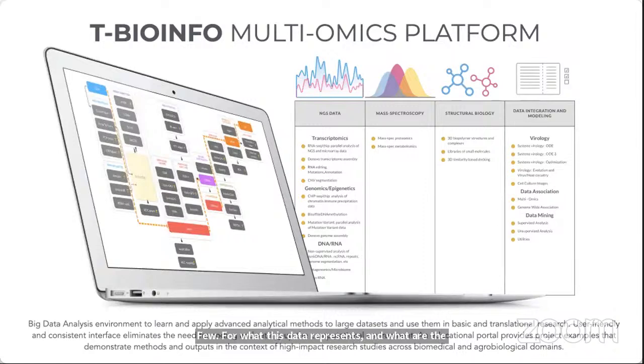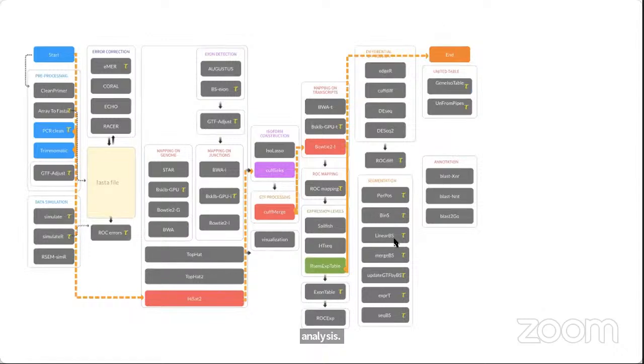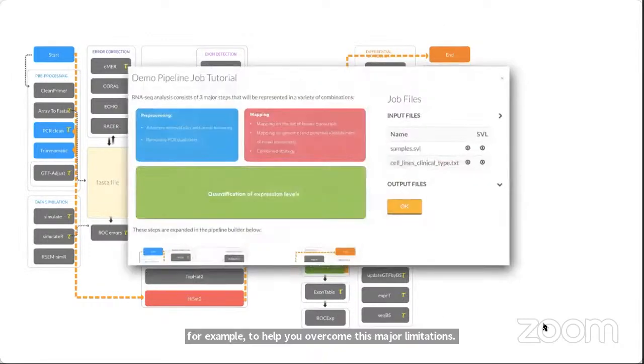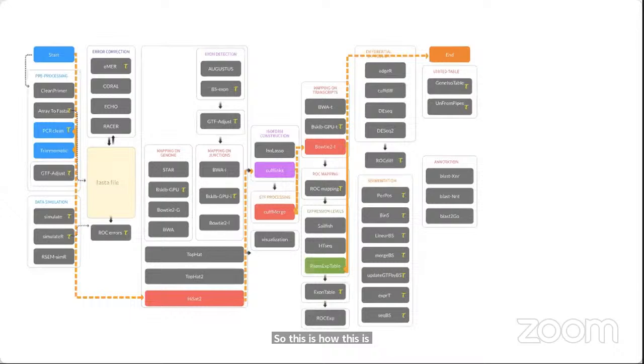So let us quickly have a hands-on overview of various methods of analysis, for example, to help you overcome these major limitations. So this is how we will do this also. Let's go back. This is one of the pipelines that you will set up in order to associate transcriptomics data with different tumor subtypes, specifically considering breast cancer in this case, right?